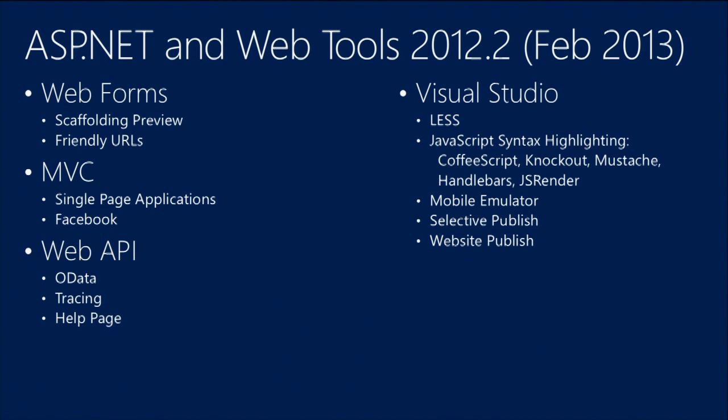So for web forms, we added scaffolding. A preview of scaffolding came into that. It has a feature called Friendly URLs, and I'll demo that briefly today as well. Friendly URLs gets rid of the ASPX extension. It also adds the same mobile support we added to MVC to web forms. So you can basically create a default.mobile.aspx, and if it's a mobile device, we'll actually jump to that.